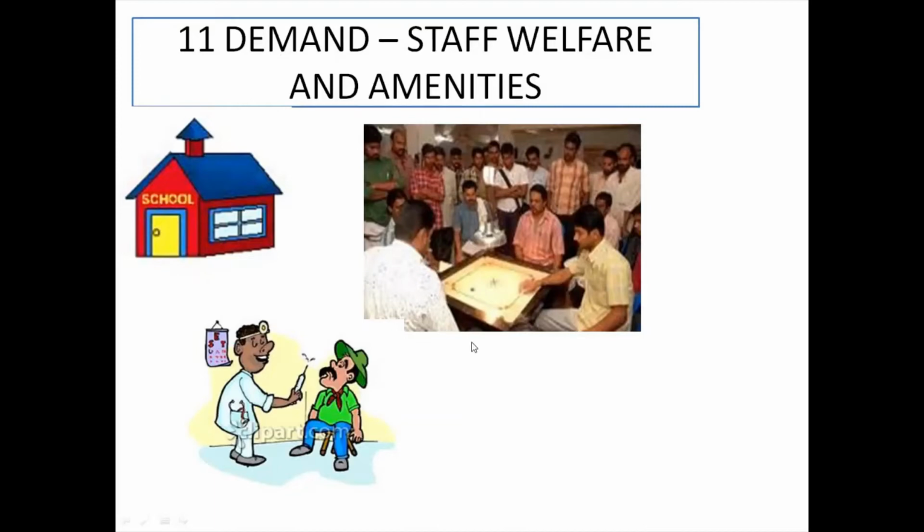So what expenditure is incurred by railways for staff welfare? This is the schools expenditure, colleges for children of railway staff, hospitals, recreation clubs, railway institutes, railway colonies, staff quarters. All these are part of this demand number 11, staff welfare and amenities.